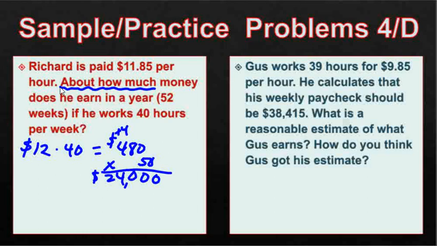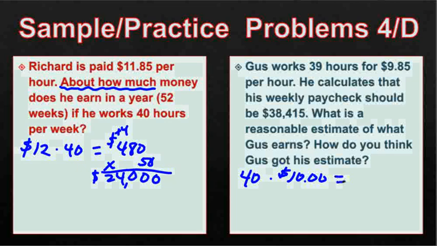And the last question. Gus works 39 hours for $9.85 per hour. He calculates that his weekly paycheck should be $38,415. What is a reasonable estimate of what Gus earns? And how do you think Gus got his estimate? So first off, let's move 39 hours to 40 hours and $9.85 to $10. So that would be $10 times 40 would be $400 he would get for that week.